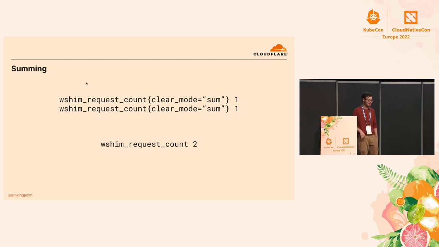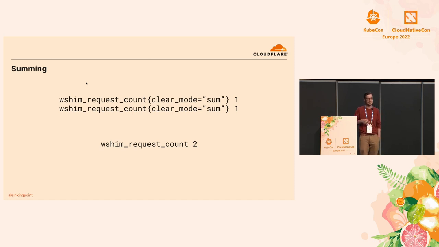For example, if we want to sum counters, again, that's the default behavior, but if we want to be a bit explicit for the sake of demonstration, well, we can use the clear mode sum. And if we push a 1 and a 1, we get a 2. Basic math. Hopefully everyone can follow along with that. The main interesting idea is that we do strip out the clear mode when we re-expose these metrics to Prometheus. That allows us to make this whole process entirely transparent from the Prometheus end.